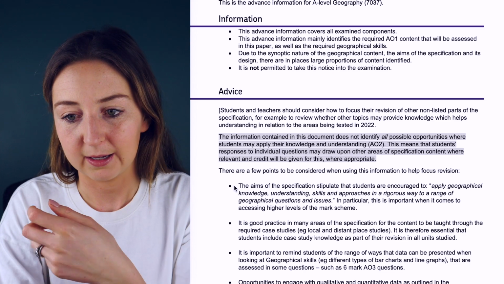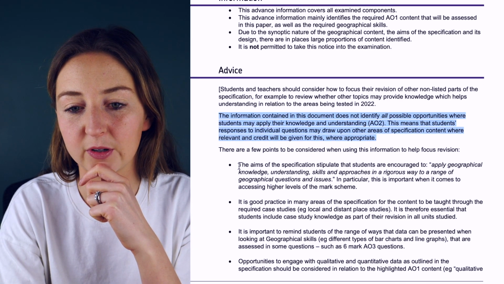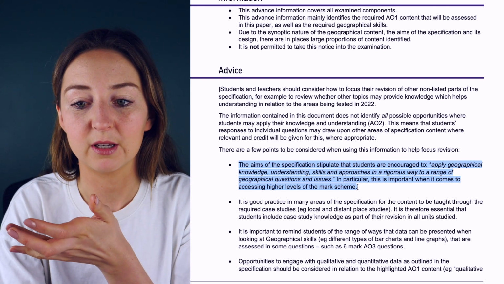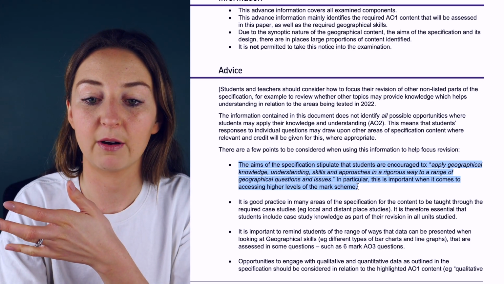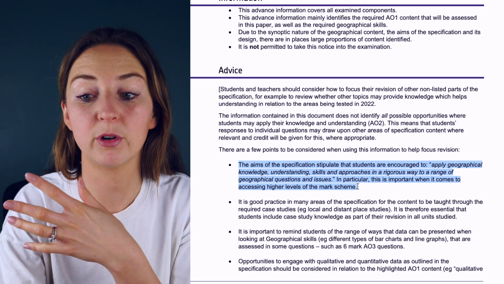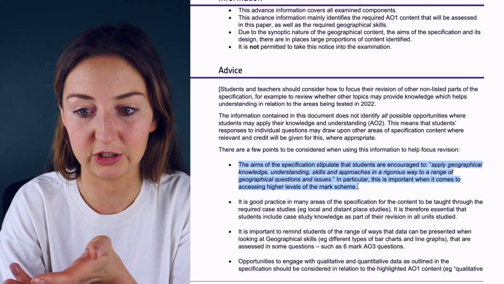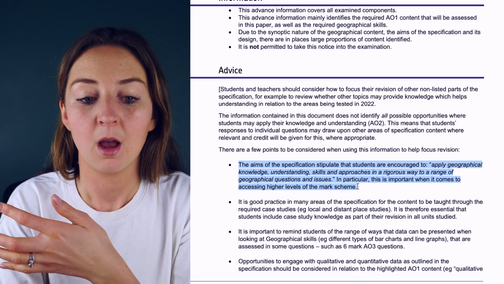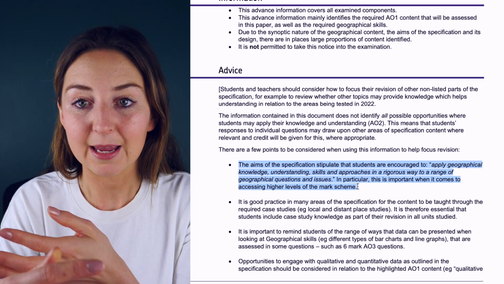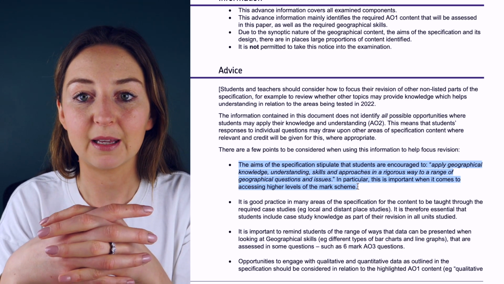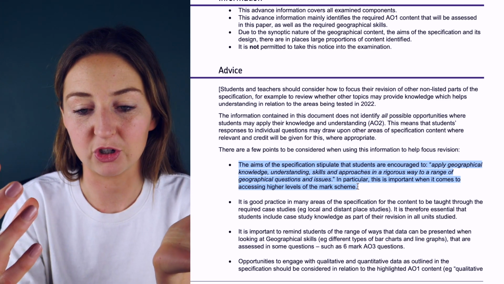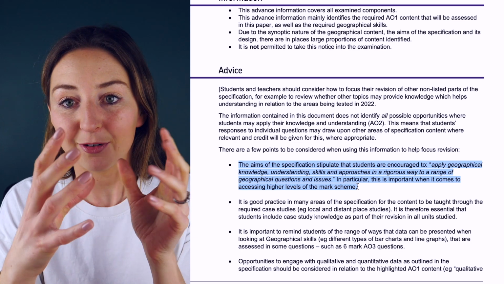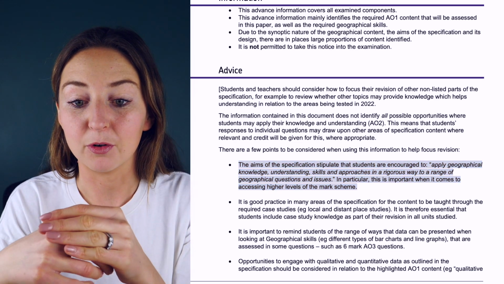It also says that when we're focusing on revision, the aims of the specification, meaning the general specification, stipulate that students are encouraged to apply geographical knowledge, understanding, skills and approaches in a rigorous way when it comes to geographical questions and issues. And this is important when accessing higher levels in the mark scheme. So basically, if you are aiming for the highest grades, you should be thinking about links between topics. In fact, everybody should be thinking about links between topics. Therefore, what they're trying to say is, even if it's not exactly on the list, it might be relevant.